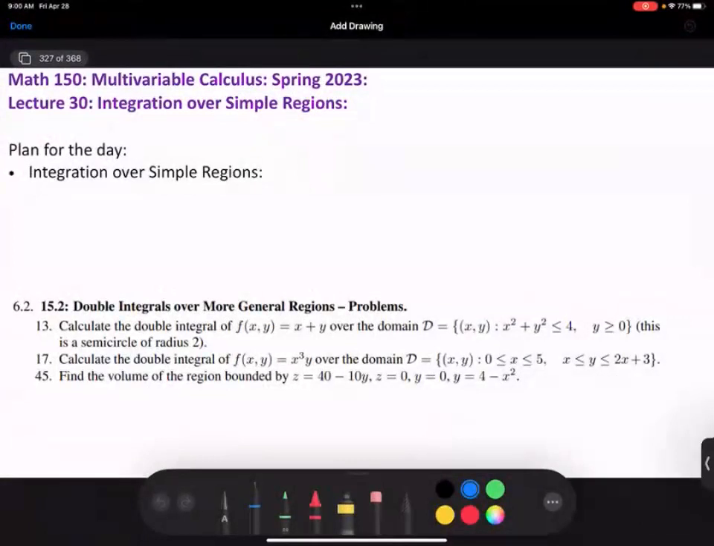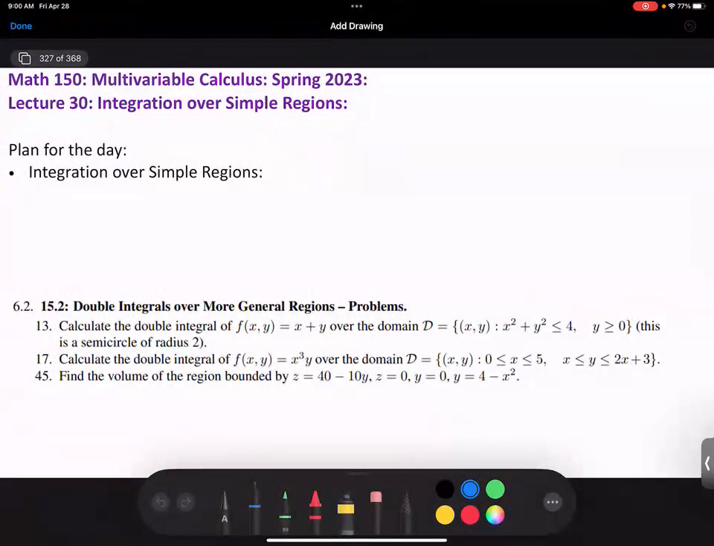So what I want to do today is talk about how we actually compute double, triple, and higher integrals in practice. If the region is nice, if the region is rectangular, we can often just reduce it to multiple examples of one-dimensional integration. As the region becomes more and more complicated, it gets a little bit harder.